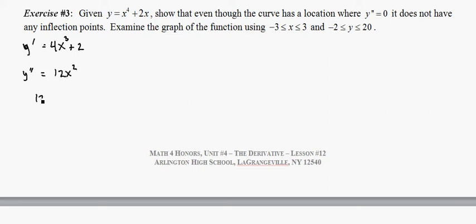Now it's clear that we can find a value of x for which 12x squared is 0. That means obviously x squared is 0 and x is equal to 0. So there's definitely a location where the second derivative is equal to 0. It's equal to 0 at x equals 0. The question is, why isn't that the location of an inflection point?